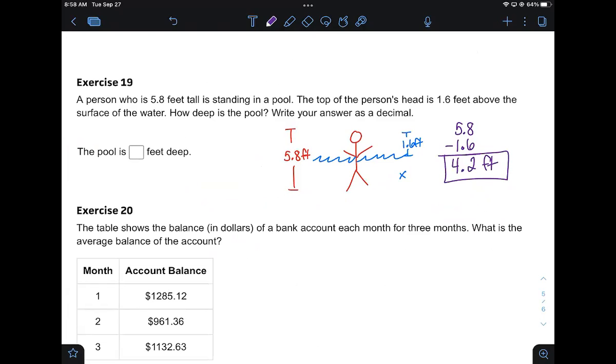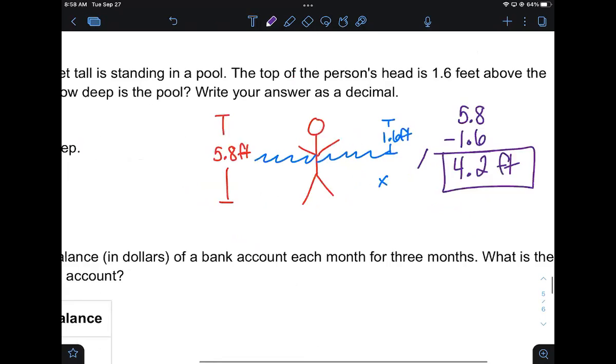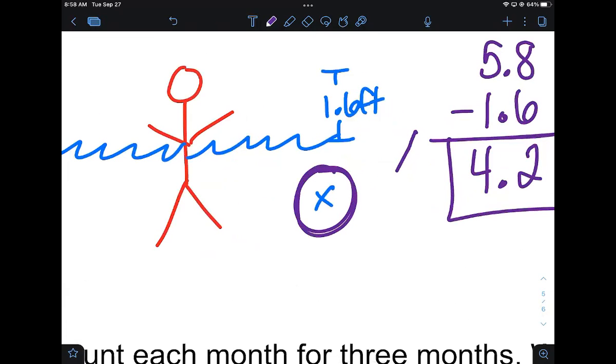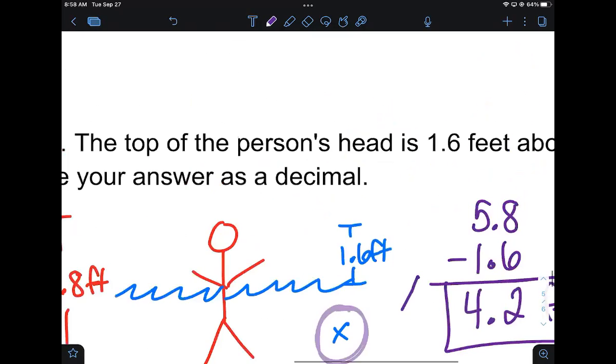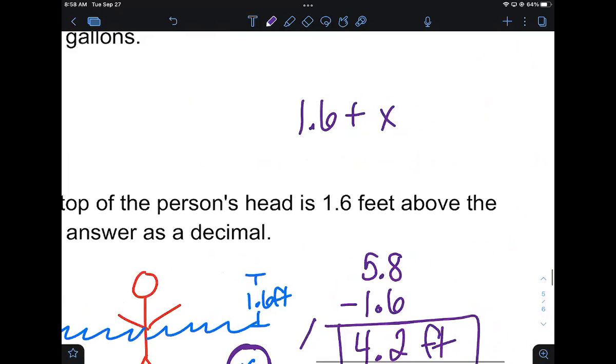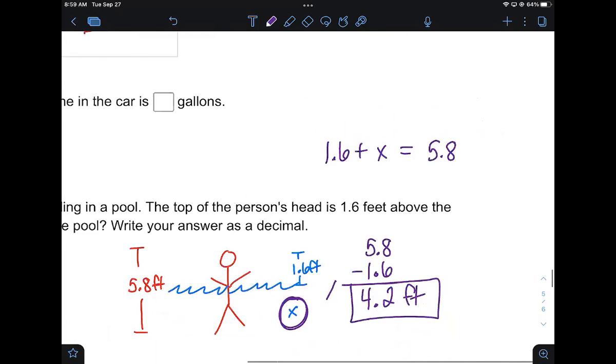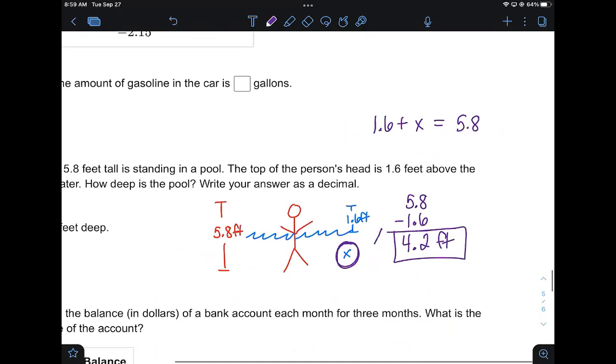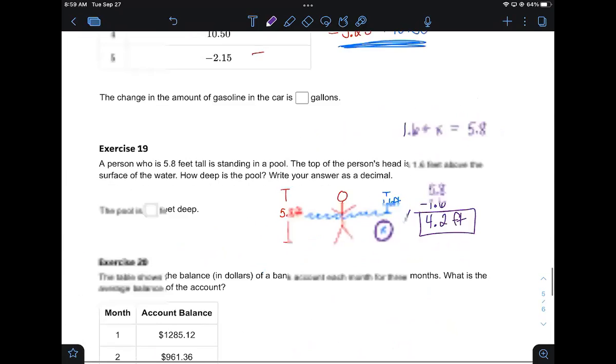That's kind of like what we're going to be doing next chapter. We're going to see X's in our next chapter. It'll say 1.6 plus your height, which is X, would give you the total height of the person, 5.8, and we would have to subtract just like Cash told us to do. So I give you a preview of what we're doing next chapter. Equations just help us find missing numbers.